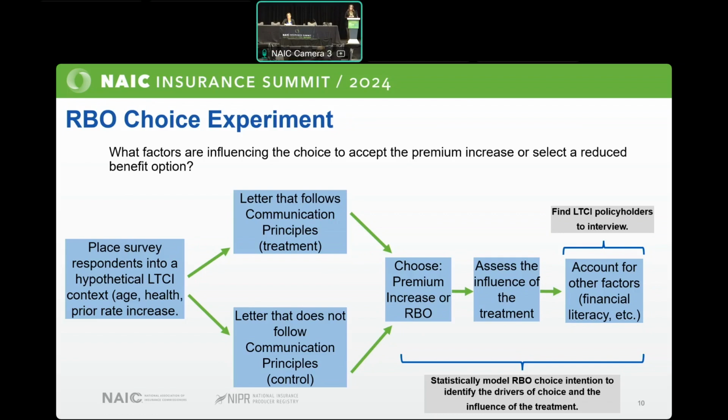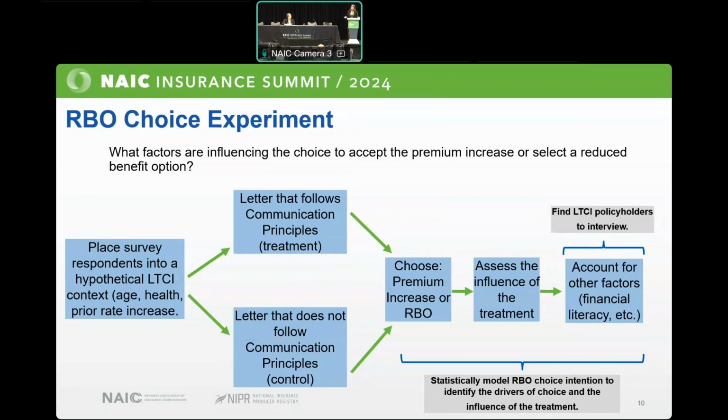The second thing that we manipulated, and you'll see that represented in the next two boxes here, is we took two different types of letters. There are very specific guidelines that states use when they're reviewing the letters that go out to consumers. And so we wanted to test some of those guidelines. Are they helping consumers to understand the type of choice that they have to make? And so we created two letters, one that followed the guidelines and principles, and then one where we removed all of those elements from the letter.